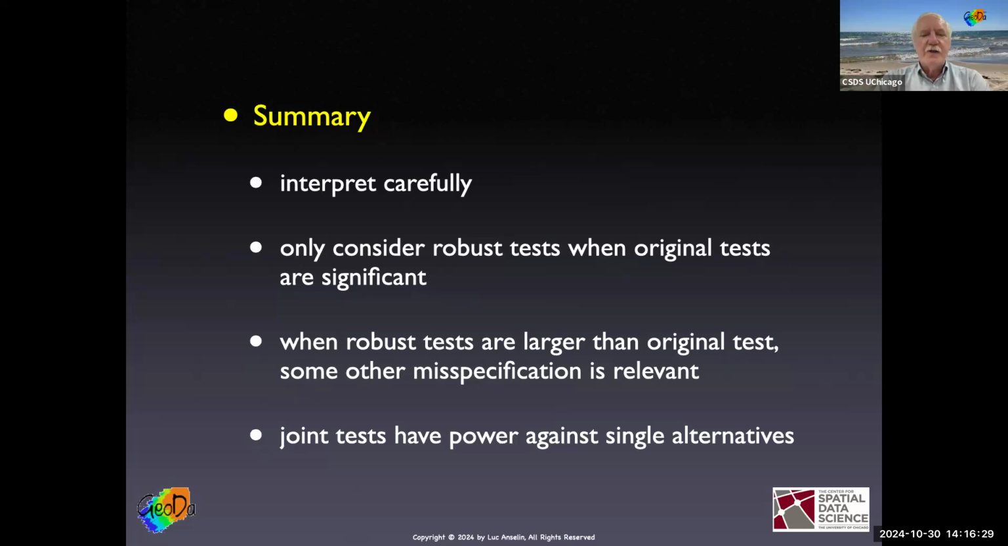And the joint tests are great because they pick up one-directional alternatives as well. They're not so great because they don't tell you that it's a two-parameter alternative. They have very good power against the one-directional alternative. So that doesn't help that one.